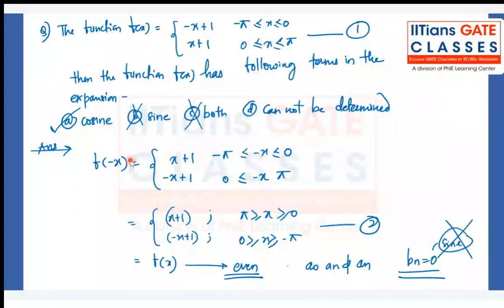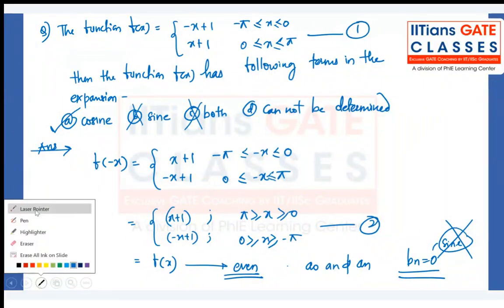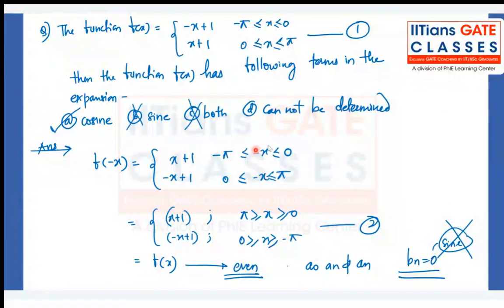So f of minus x, what is f of minus x? Minus minus will become plus x plus 1. Okay, and you are putting x as a minus here, and x plus 1 will become minus x plus 1, and this x will become minus 1. I think I forgot to write here the symbol less than or equal to. Okay, now it is correct. I'm just replacing x with minus x.